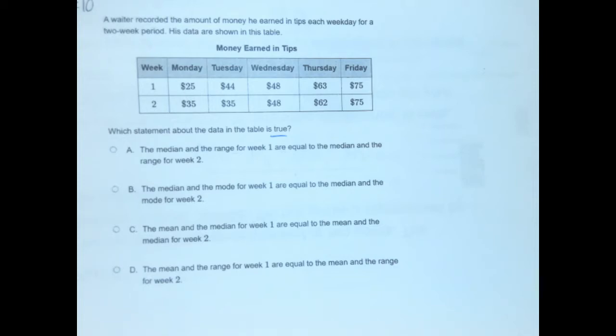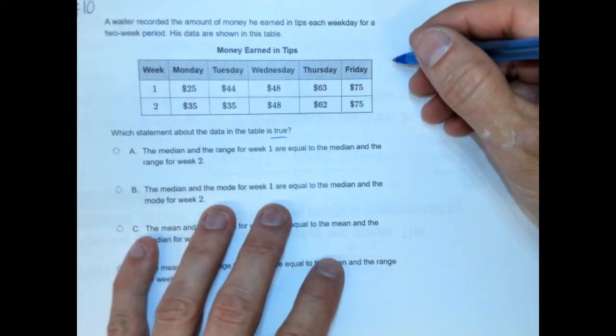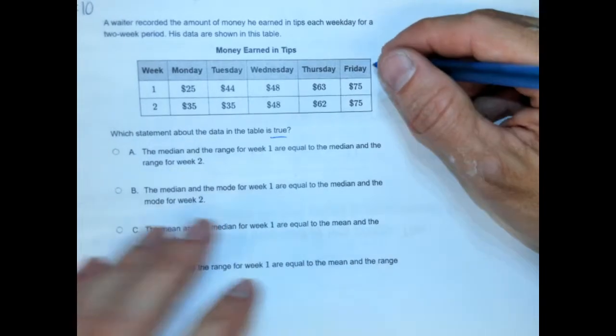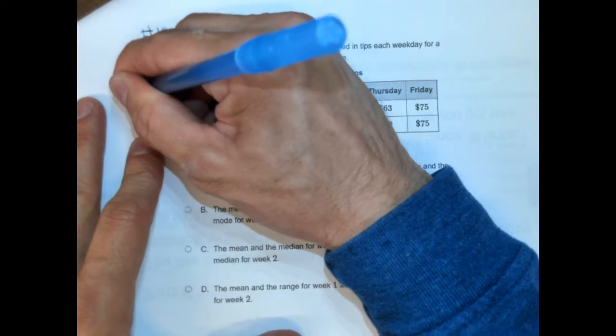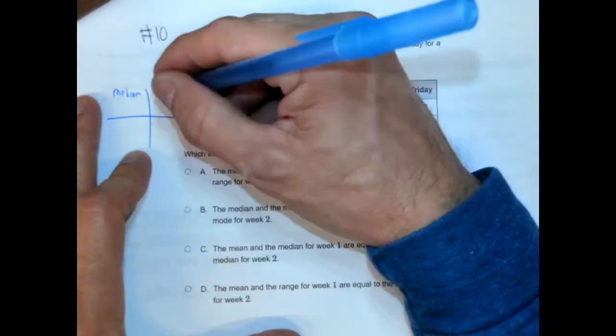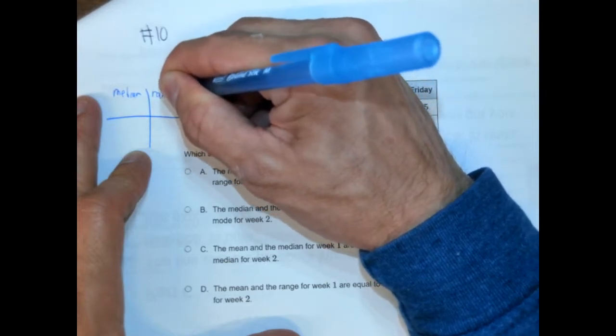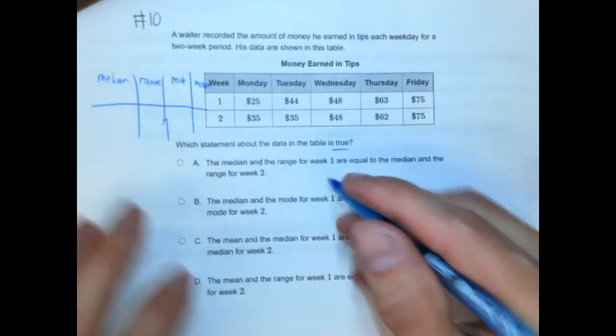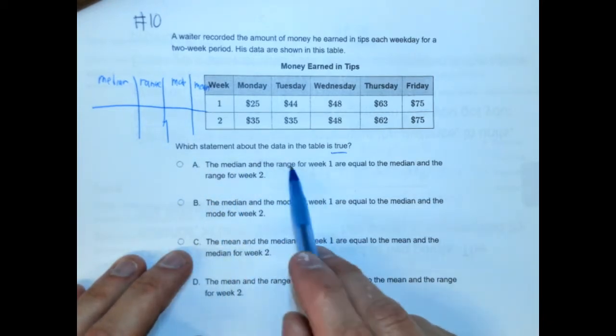Now the way I solved this, because I did this one earlier, is I basically calculated the mean, median, mode, and range for both weeks. And then I was able to very easily go through these and find out which one was true and which of these were false. I think that, in my opinion, is the easiest way to do this. So we'll go ahead and calculate all those. We'll find the median first, I guess. So the median, actually I'll put it over here. We'll extend this table here. Range, we'll go mode, and the mean. All right, so let's go ahead and look at the median and the range.